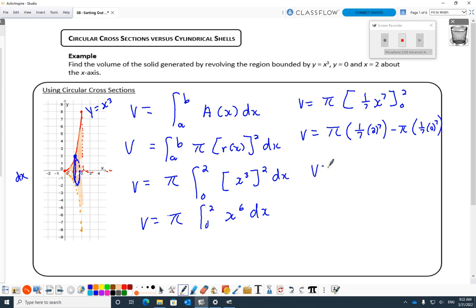And so what I get here is volume equals pi times 2 to the 7th over 7. 2, 4, 8, 16, 32, 64, 128. I get 128 pi over 7. Those are supposed to be the easy ones by now. When you get circular cross-section, you're like, oh yeah, area, pi r squared, y value, boom. We like those.